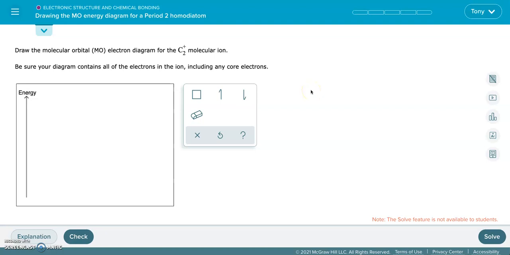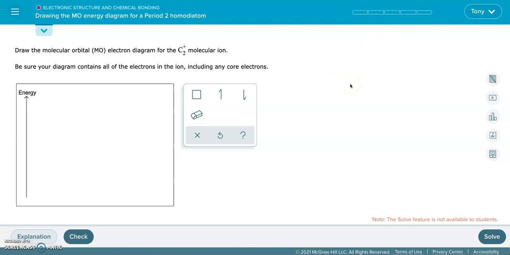So this is another ALEKS topic that's called drawing the MO energy diagram. MO stands for molecular orbital energy diagram for a period 2 homodiatom. This is a requested video, so thank you, Nicole, for making this request. This is a pretty cool little topic, and I'm going to go through probably the whole learning progression here because there's a lot to unpack.